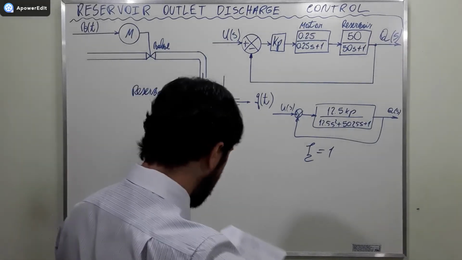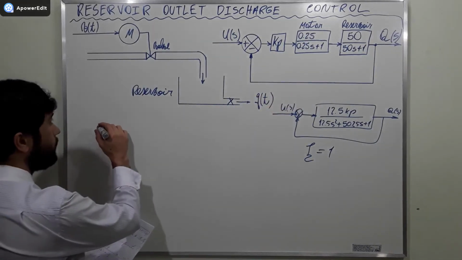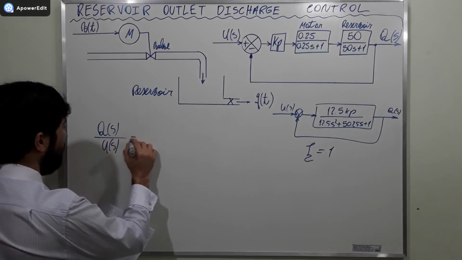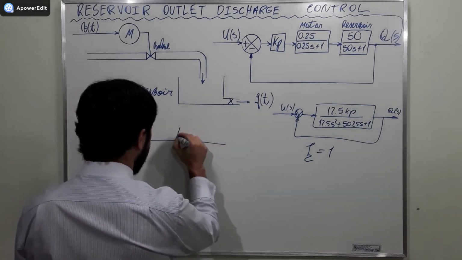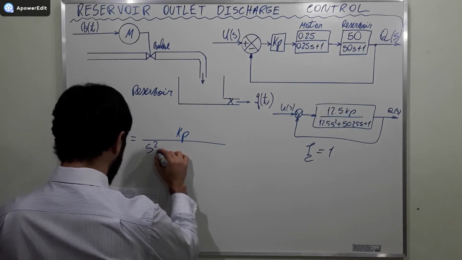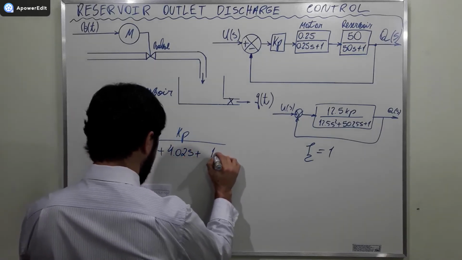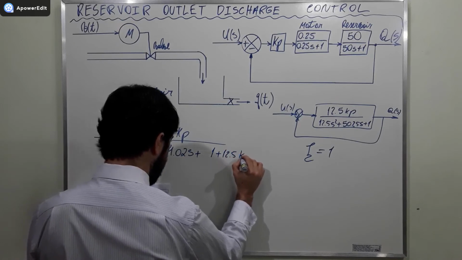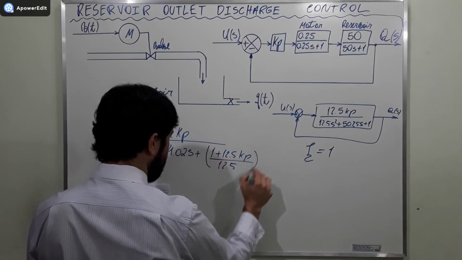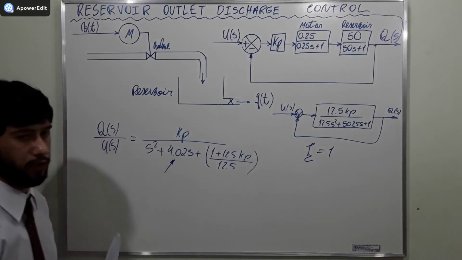Okay, and now after dividing by 12.5, we find that Q of S divided by U of S is equal to Kp divided by S squared plus 4.02 times S plus (1 plus 12.5 Kp) divided by 12.5. Okay. What we need is to use this value here, 4.02.